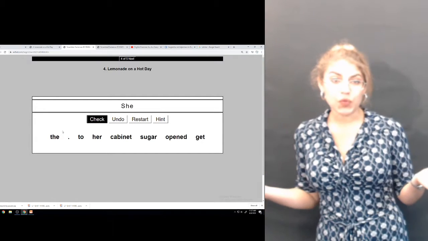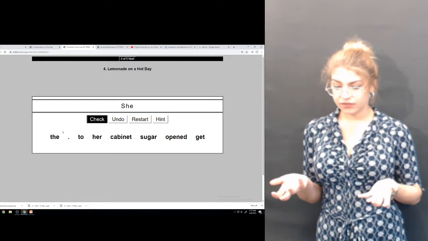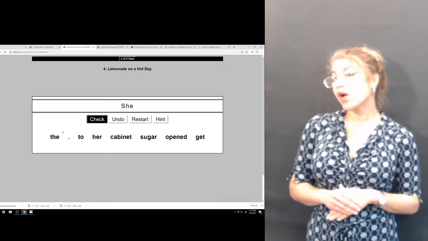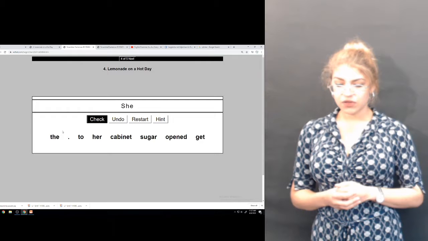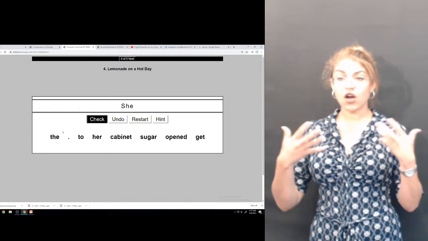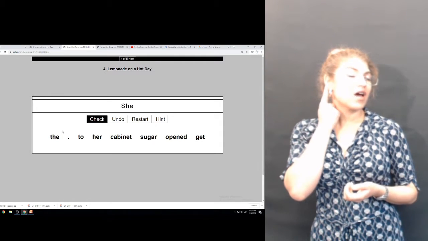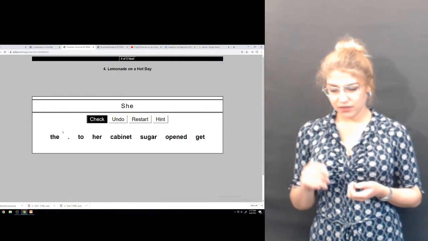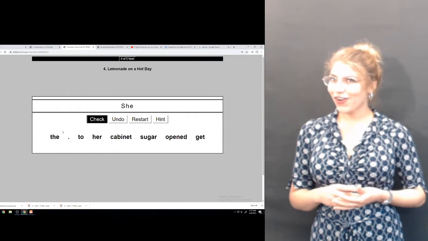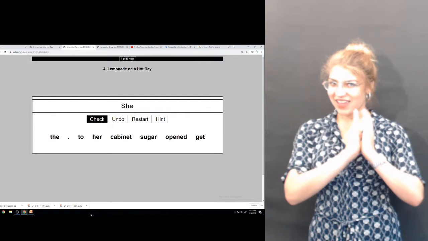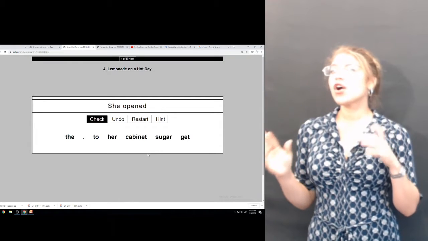So, who? Who did the activity? She. And what? What did she do? She opened. Open in the past, the sound is opened. Opened. She opened. Beautiful. She opened her, because we have the possessive, the ella, her. Good job, Miss Carlita. She opened her cabinet.